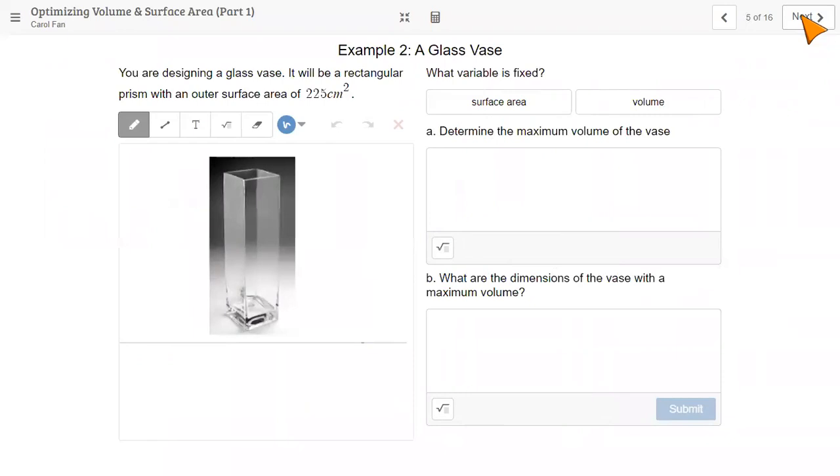Okay, let's go on to the next example here. We have a glass vase. You're designing a glass vase, and it's going to be a rectangular prism with an outer surface area of 225 centimeters squared. One thing I do know is that the surface area is fixed. They've told us that. We also know that a glass vase is only going to have 5 sides instead of 6, because for it to be useful, I need to have the top part open so that I could put flowers in here.